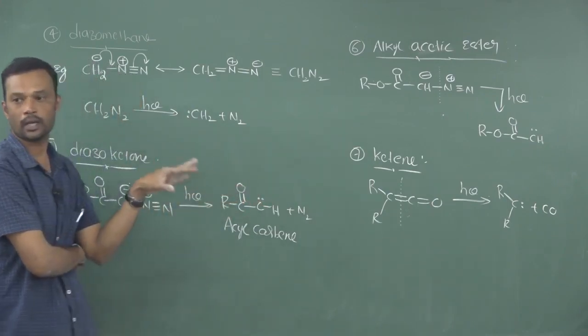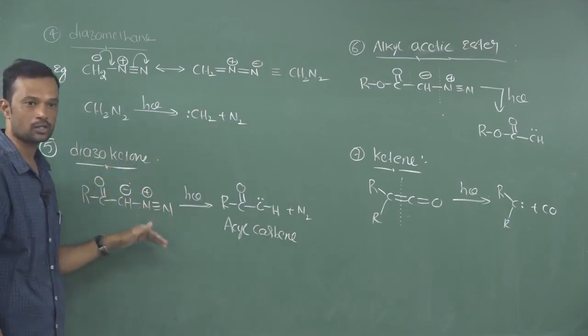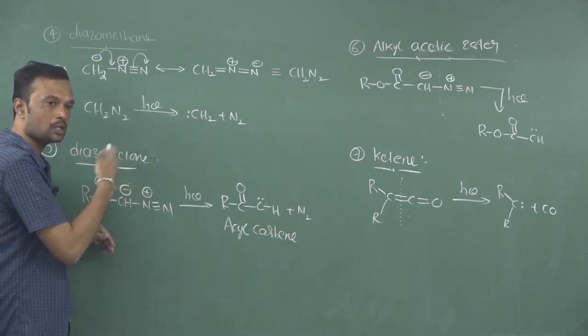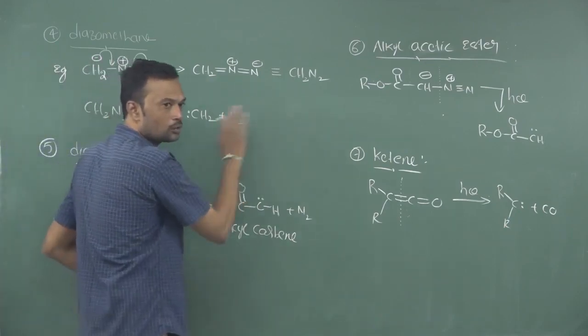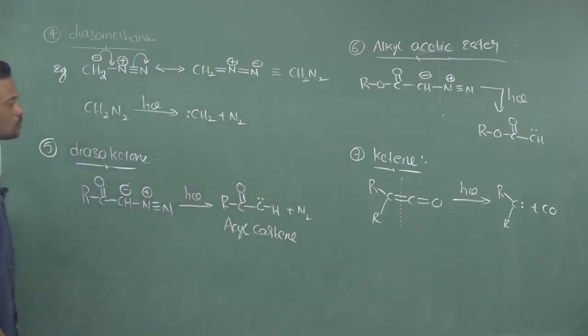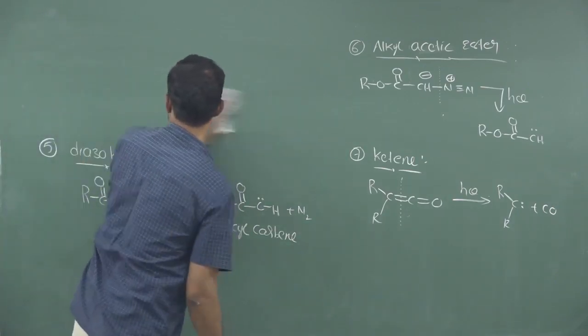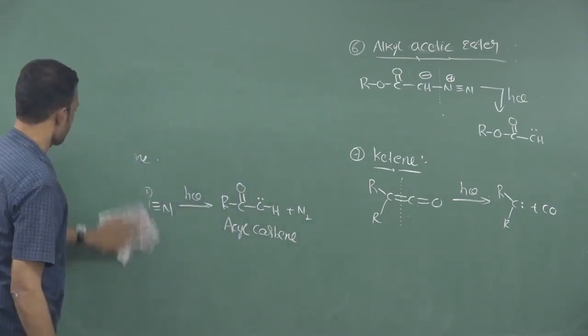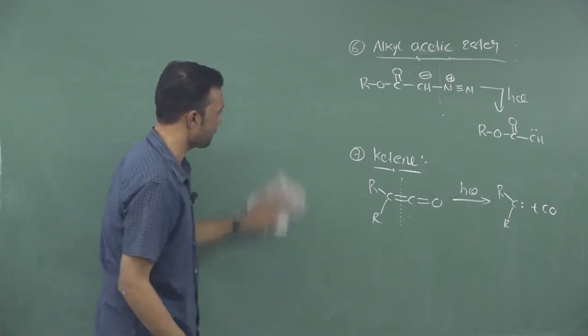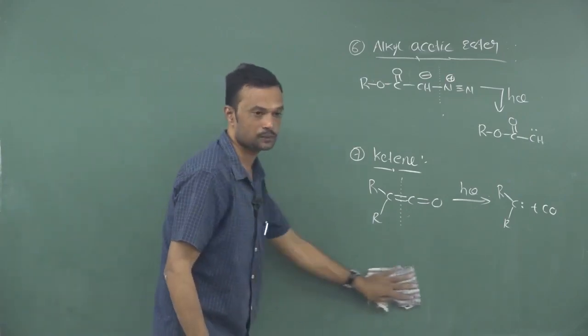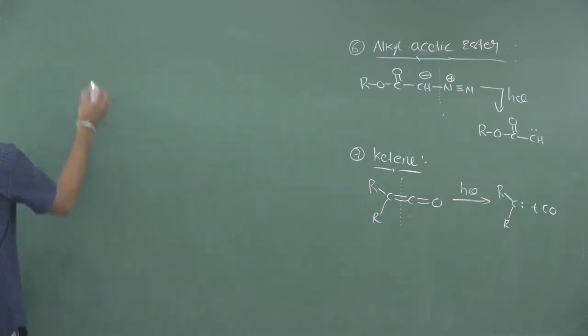You can expect a name reaction. You can expect one interconversion. Otherwise, you can expect one starting reaction which includes a reactive intermediate. So very few questions you can expect from intermediates directly. Try to remember names. Names are very, very important. Next.